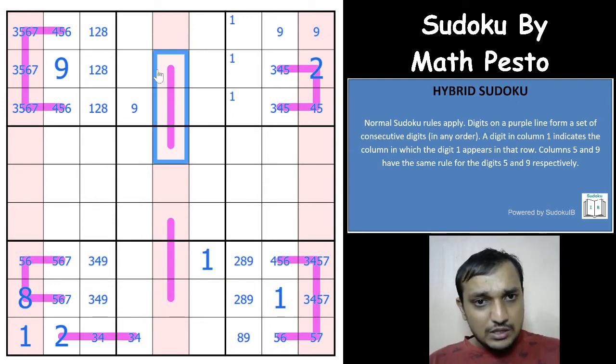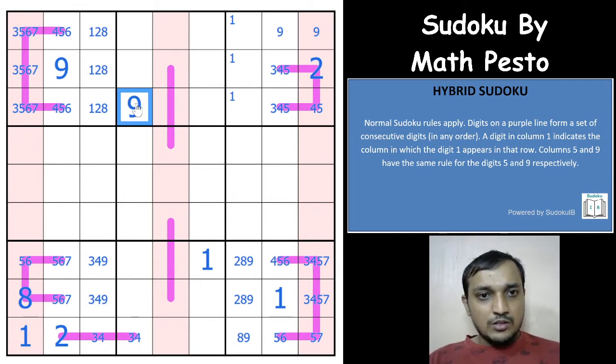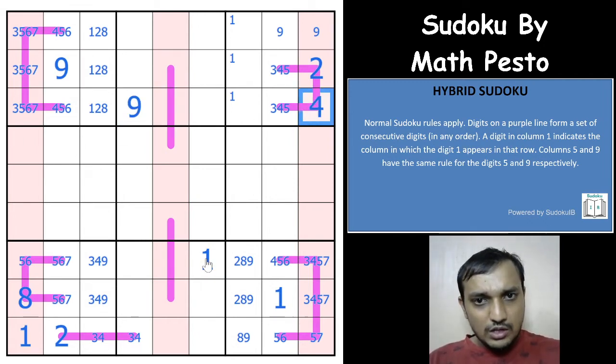Same way 9 cannot be here. You will have 2 higher digits in the same box. This cell would have to be a 9. So which means this cell would have to be a 4. And for the 1, this cell would have to be a 6.